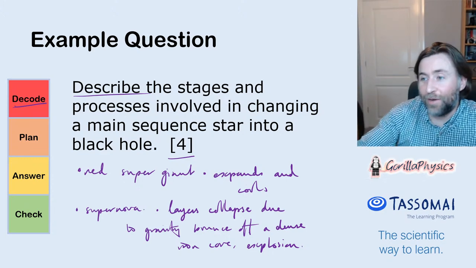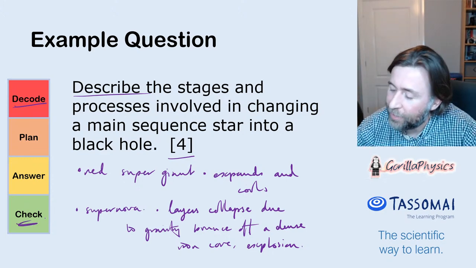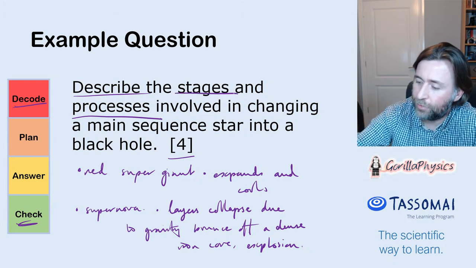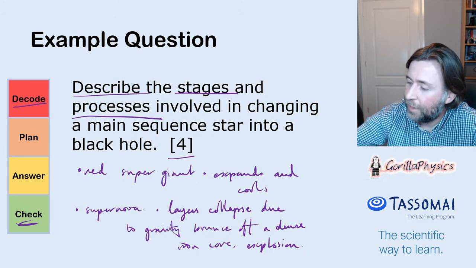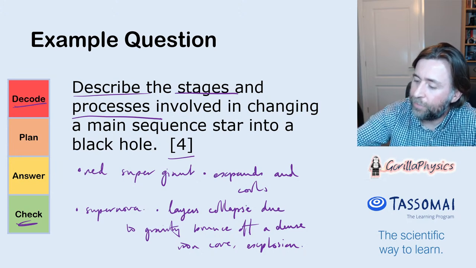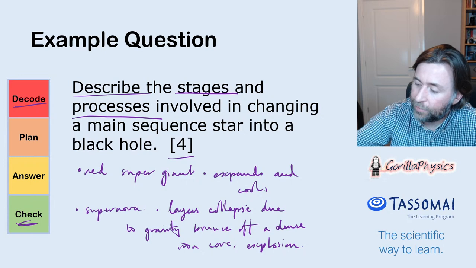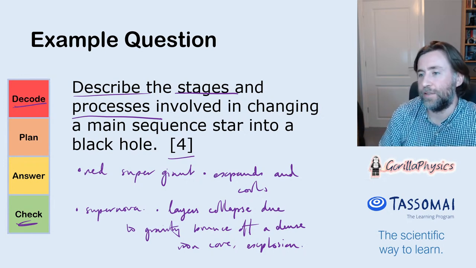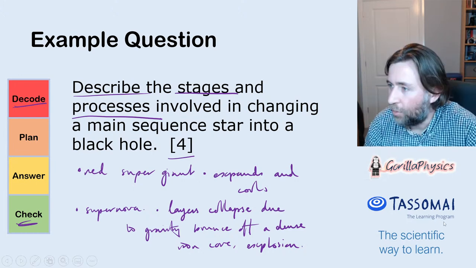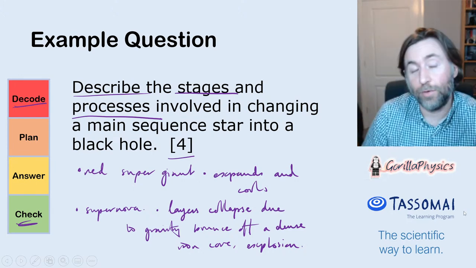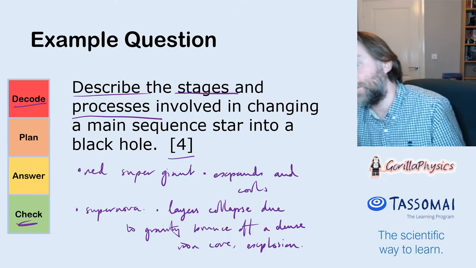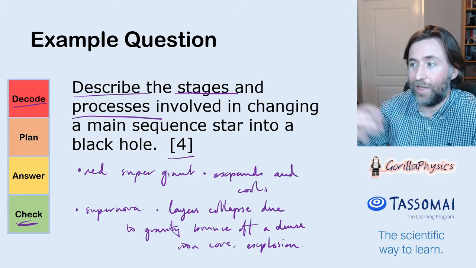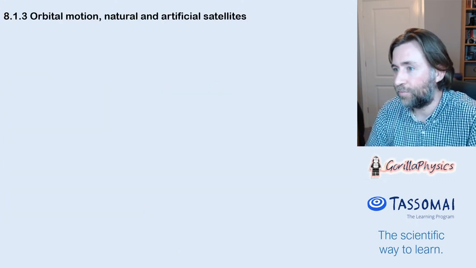But anyway, have we done everything? We've answered it. Check. Have we just got the processes and the stages? We've got red supergiant, we've got supernova. We've got the processes, expands and cools into a red supergiant. The process, the layers collapse due to gravity, bounce off their core, that's an explosion, that's the process of a supernova. You don't have to talk about what could happen next, we don't have to mention neutron star, because we just have to say supernova occurs, and the next step is going to be a black hole.